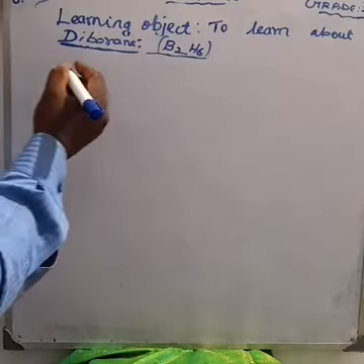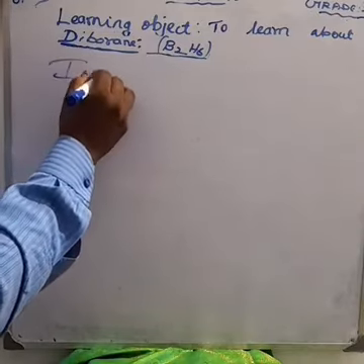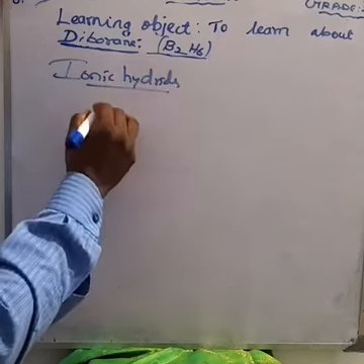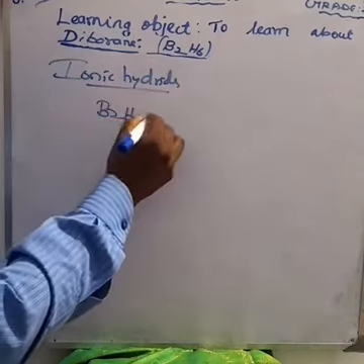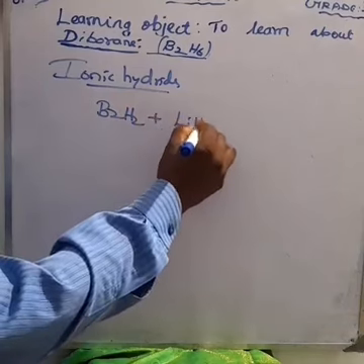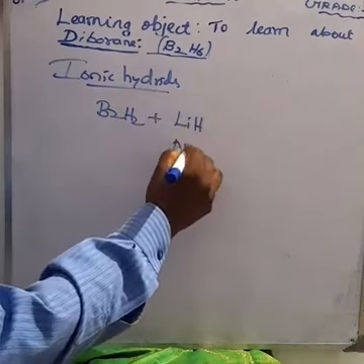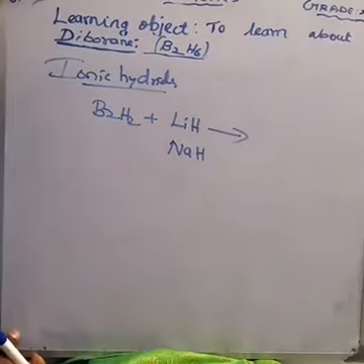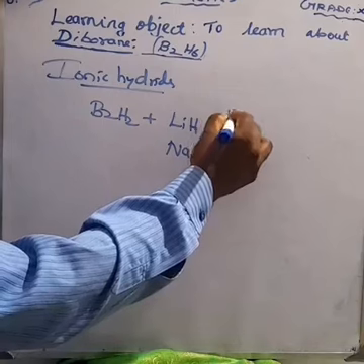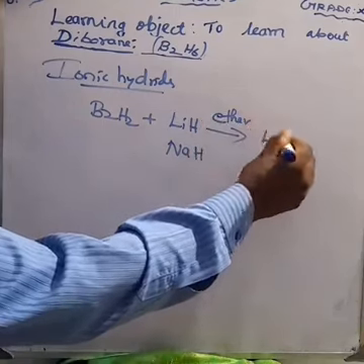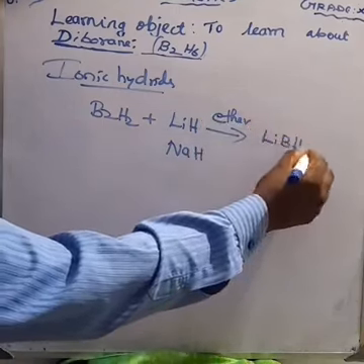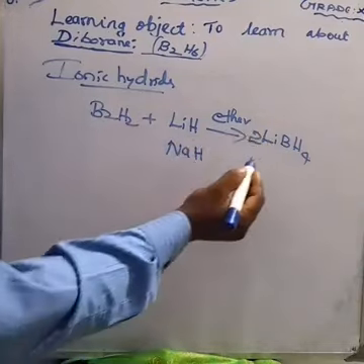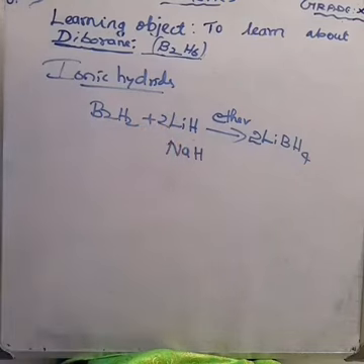Next heading is the reaction with ionic hydride. Here diborane reacts with metallic hydride. Metallic hydride means lithium hydride, and one more we are taking, sodium hydride. First, lithium hydride: reaction with lithium hydride in the presence of ether, we get LiBH4, that is lithium borohydride. Here 2 boron, so make it 2 on the product side. 2 lithium, 2 lithium. Equation is balanced.